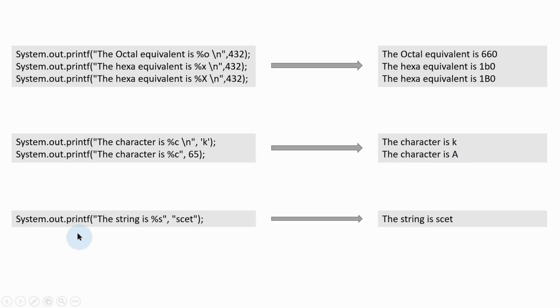And then I am going to display a string on the monitor with the help of format specifier percentage %s. Here my string is SCET. Then automatically that string will be displayed in the place of format specifier percentage %s. Then if I execute this statement, then the monitor will get the string SCET.